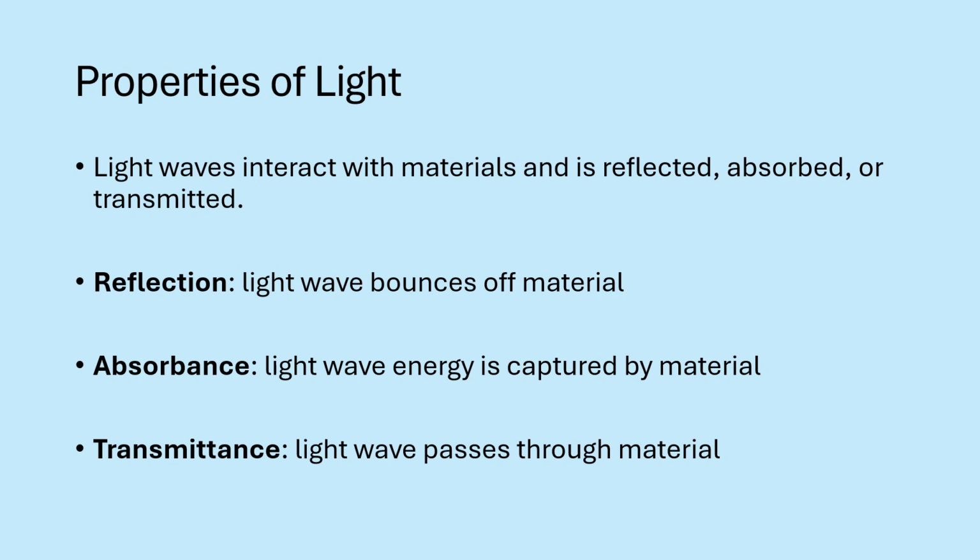When you are looking at light waves and how they interact with different materials, what's going to happen as the light wave hits the material is that it's either going to be reflected, absorbed, or transmitted. If it's reflected, the light wave bounces off the material. If it's absorbed, that energy is captured by whatever type of material it is. And depending on which of these things happen, it depends on the material you're talking about. Transmittance is where the light wave passes through the material.